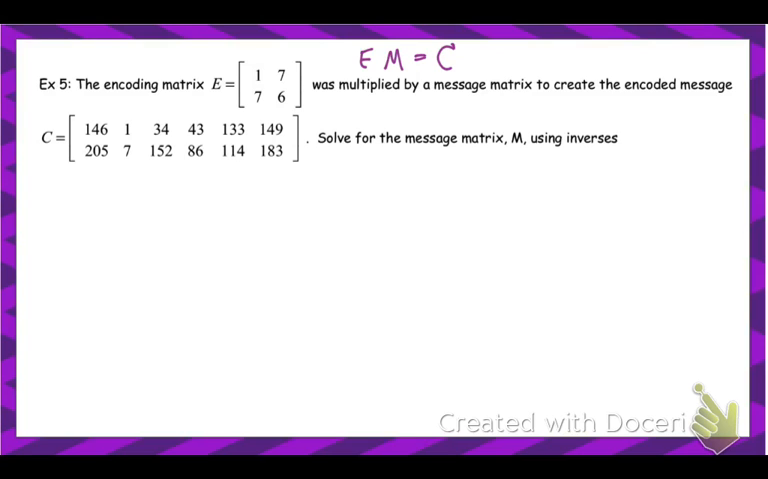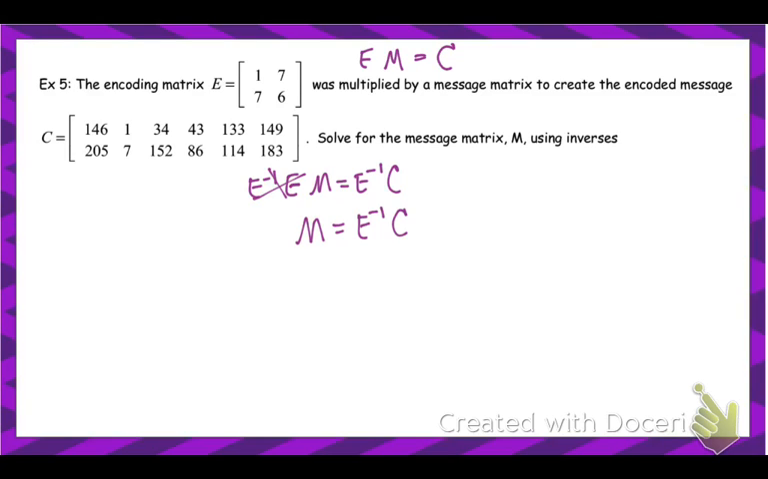In order to figure out what that message is, I'm going to solve this in a very similar way to what I just did. I'm going to need to multiply by an inverse. So if I multiply by E inverse, well then I'm going to be left with just what M equals. And the message is going to equal E inverse times C. So what I need to do to solve this is find E inverse.